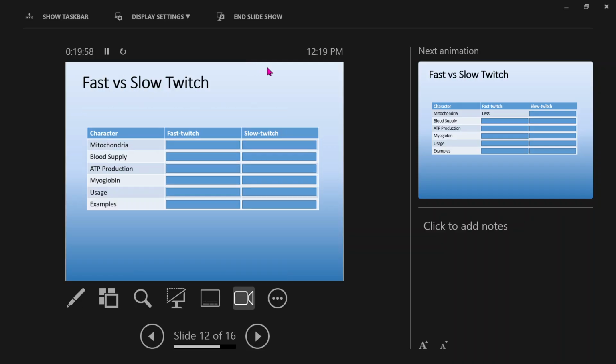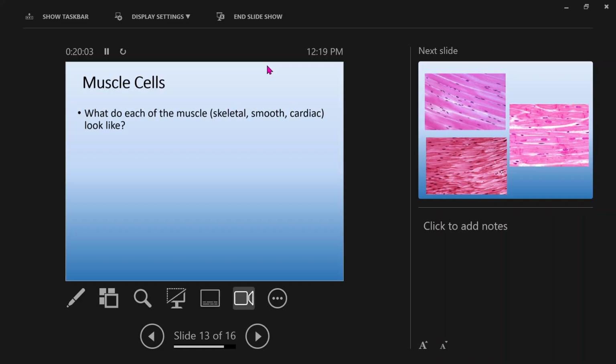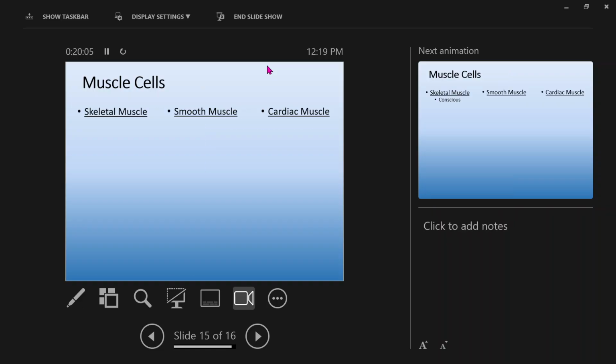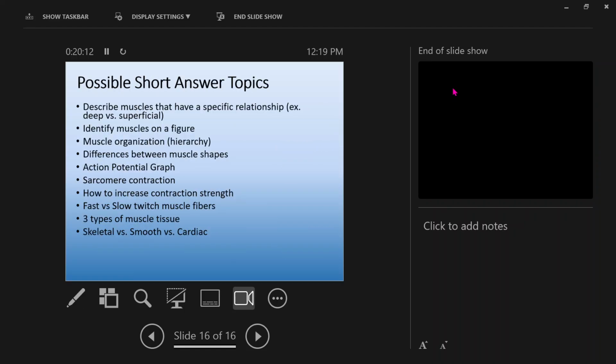So I'm just going to scroll through these, comparing fast and slow twitch muscles. Make sure you can go through that. How can you compare the different types of cells? So skeletal, smooth, and cardiac. This PowerPoint listed all the things that we just went through side by side. So feel free to look at that.